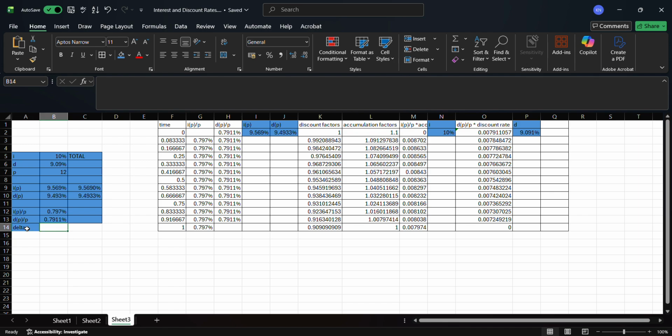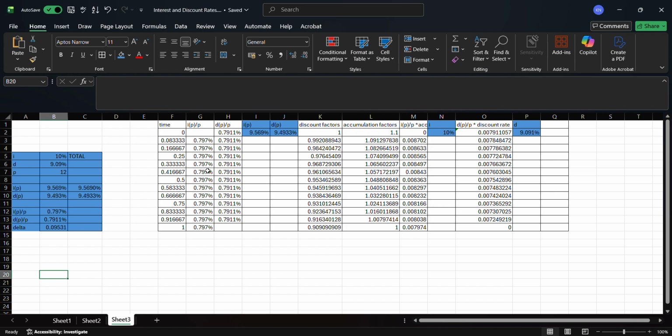Now, what about delta? Delta is your force of interest, by the way, which is equal to the natural logarithm of 1 plus the interest rate. There's a natural logarithm function on Excel. You just type equals LN and it'll give you that function, and then you put whatever parameters you want on the inside. Okay, cool. So how do we get delta from all of these?